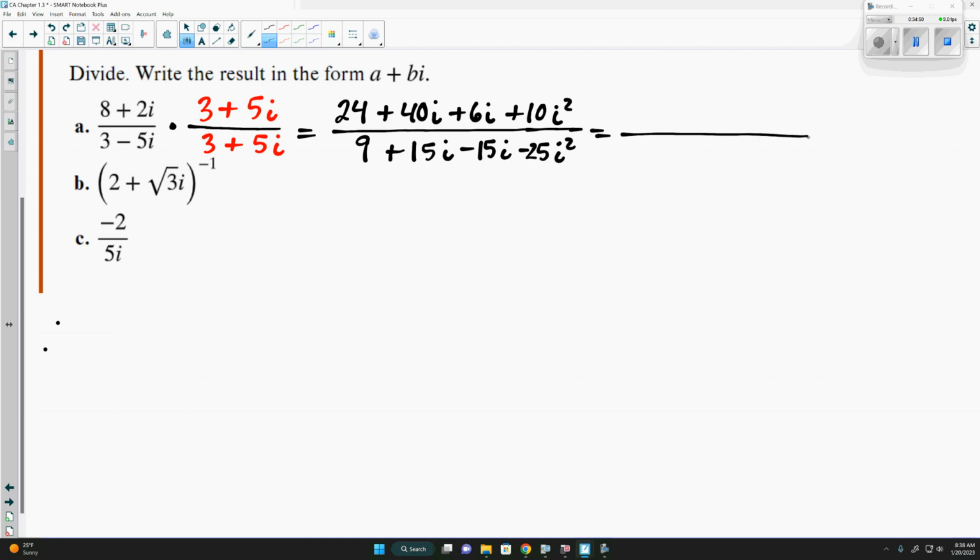Now in the denominator, the 15i and negative 15i will cancel each other out. That's 0. Well, we know that the i squared is going to turn this negative 25 into plus 25, because negative 25 times negative 1 is positive 25. And 9 plus 25 is 34.